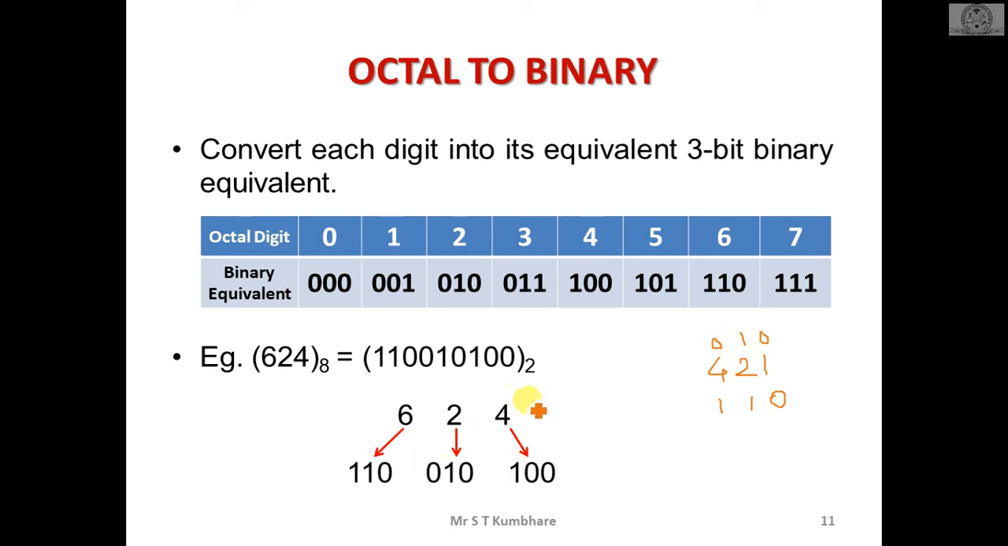0, 1, 0. For 4, 1, remaining are 0: 1, 0, 0. Then club it. So 1, 1, 0, 0, 1, 0, 1, 0, 0. This is the binary equivalent for this octal number. Like this, you can find out the binary equivalent for a given octal number.